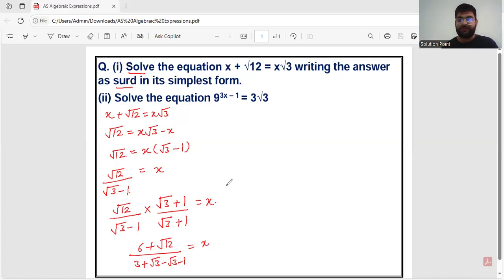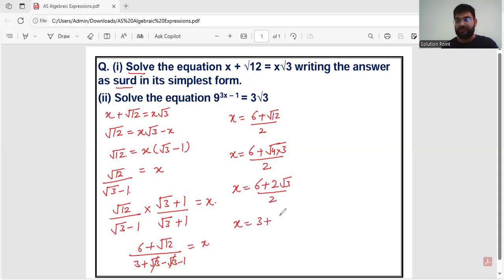Now the value of x which we will have from here is 6 plus square root 12, and this square root 3 minus square root 3 gets cancelled, and we are left with 2 here. Now I can break this 12 as 4 times 3, and this denominator 2 will remain as it is. If I take this 4 out of the root, it will be 2 square root 3 upon 2. Now if I divide by 2, it will be 3 plus root 3. This is the value of x which we are looking for in the first part.